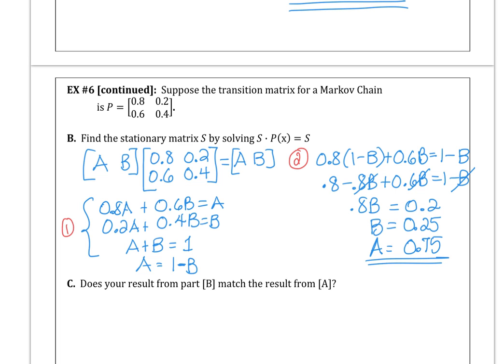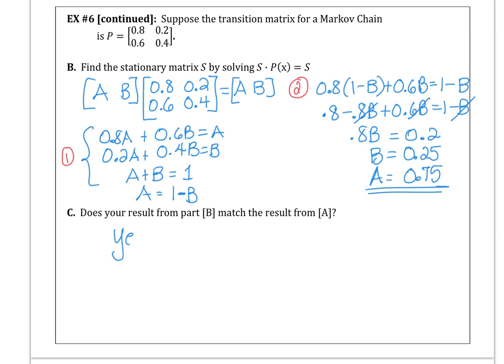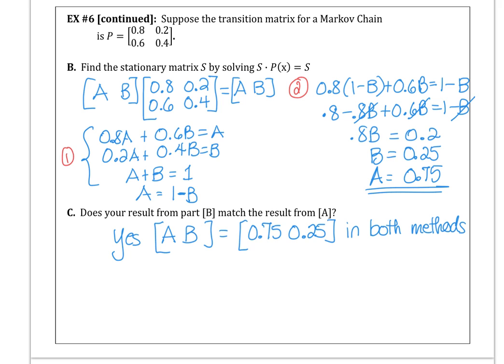Does your result from part B match the result from part A? Well, what do you know? Yes, it does. So our A B matrix is 3/4 and 1/4 in both of those methods. We got that steady state, raising it to the 20th power, or using a system of equations.